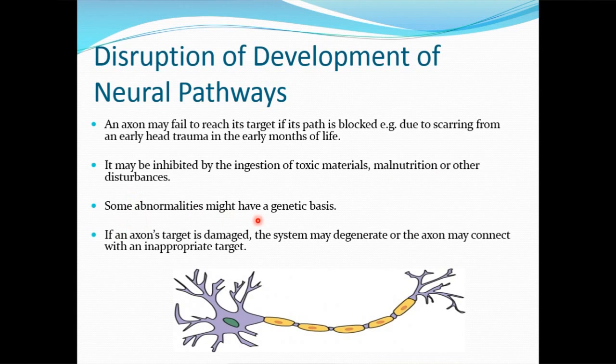Some abnormalities might have a genetic basis, we can understand that. If an axon's target is damaged, the system may degenerate, or the axon may connect with an inappropriate target. So you've got this axon growing, it needs to connect to certain other neurons, and maybe that target where it's supposed to connect, there's something wrong with it. Well, then that axon might just degenerate, or it will hook onto something else, with some potentially very interesting results.